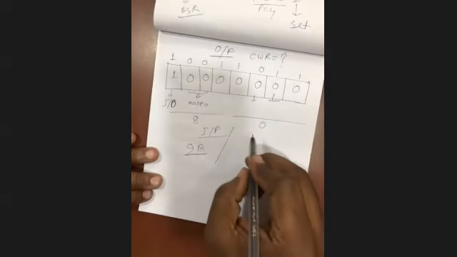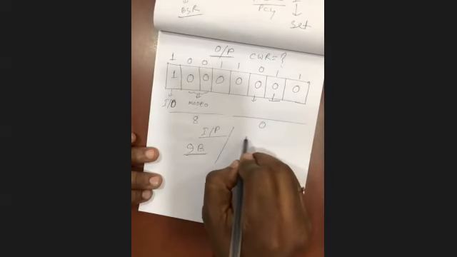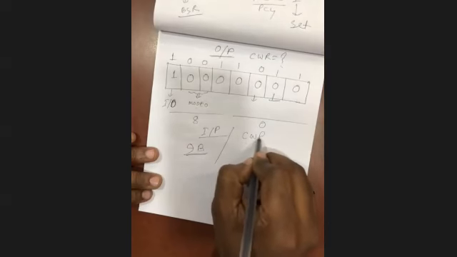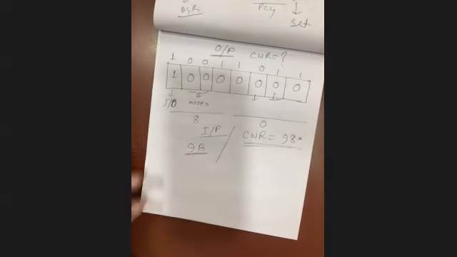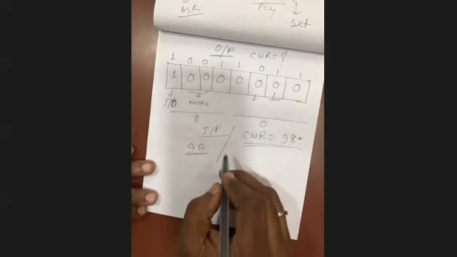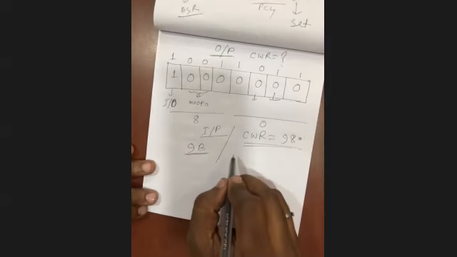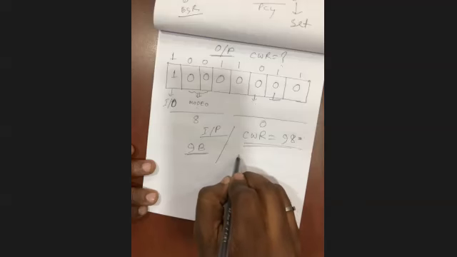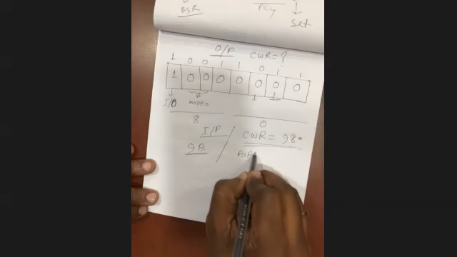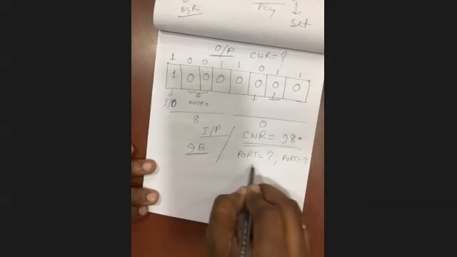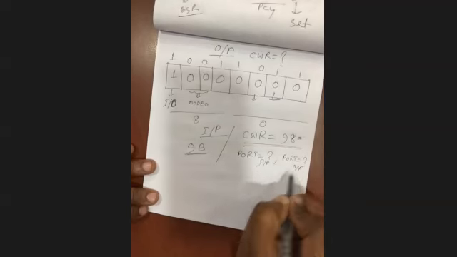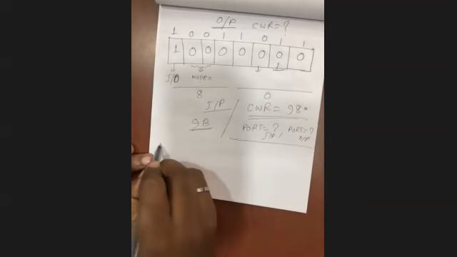Next questions also come like that. If the value of CWR is 98H, then calculate which port is input and which port is output. Which port will be your input, which port will be your output. You have to calculate and write the full details. So CWR is 98H.